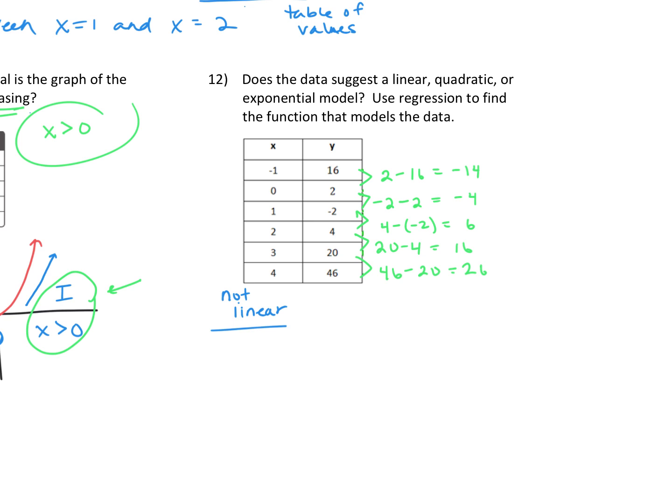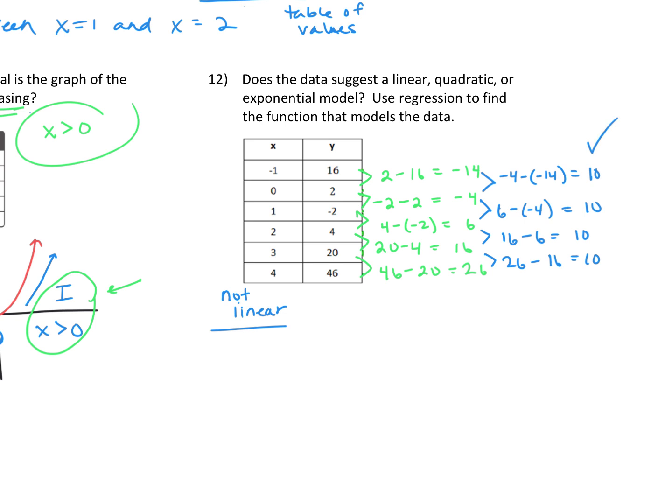All right, so now we got to check our second differences. Second differences are to check to see if it's quadratic. That's where we're going to take all these differences that we just found, and we're going to find the differences of these. So we're going to subtract these. Negative 4 minus negative 14 turns into negative 4 plus 14. We get 10. Now we're going to subtract these. 6 minus negative 4 turns into 6 plus 4, which is 10. Then we've got 16 minus 6, 10, and 26 minus 16, 10.